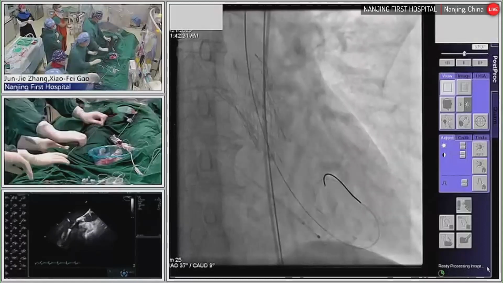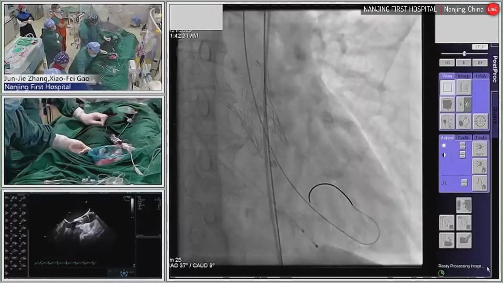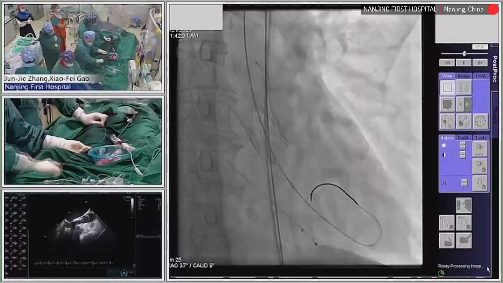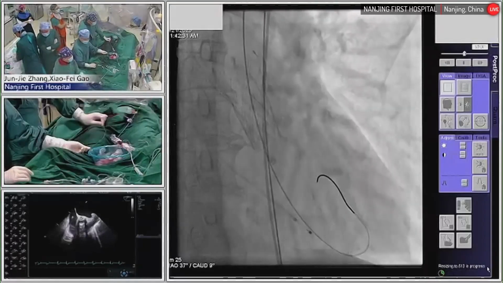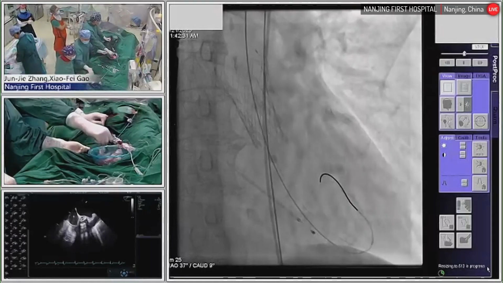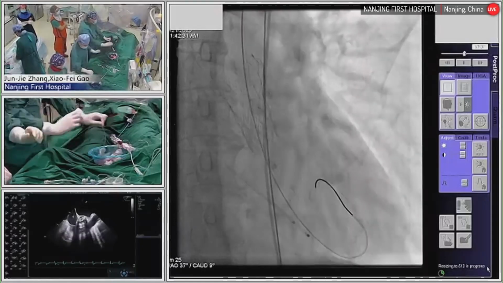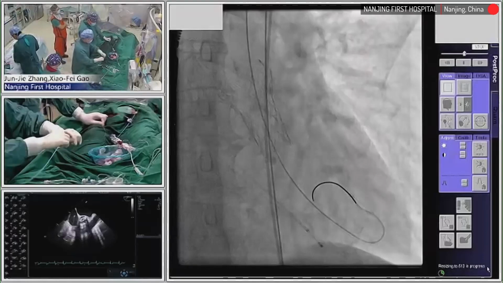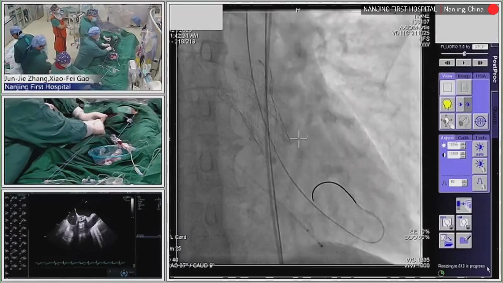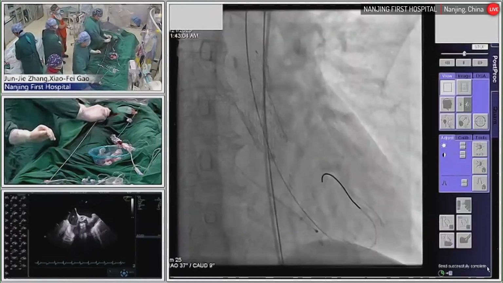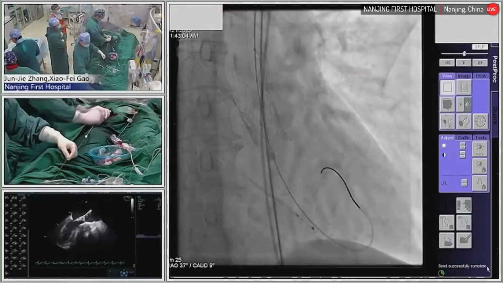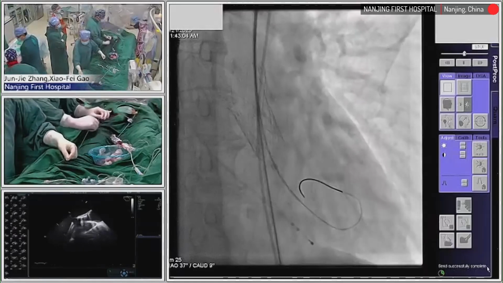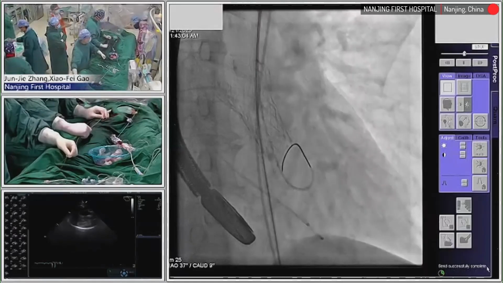The valve is definitely stable, and the valve movement is improved a lot, and the shape from the short axis is improved a lot and quite round. Okay. We can see the coaptation line of the 3 leaflets. Yes, Prof. Okay, can you calculate the velocity and the mean gradient for this case? Go to the transgastric.